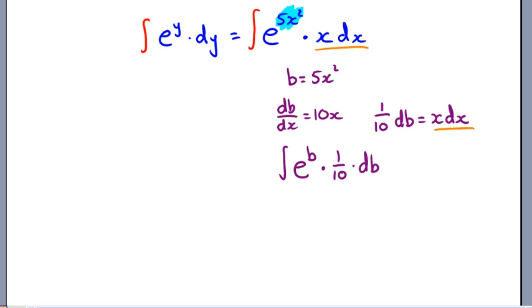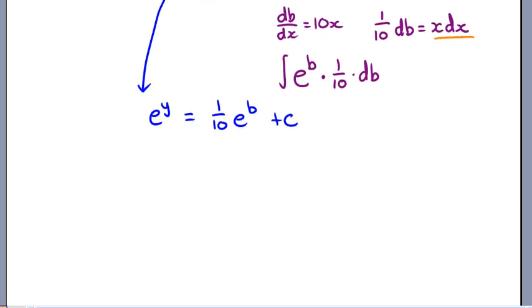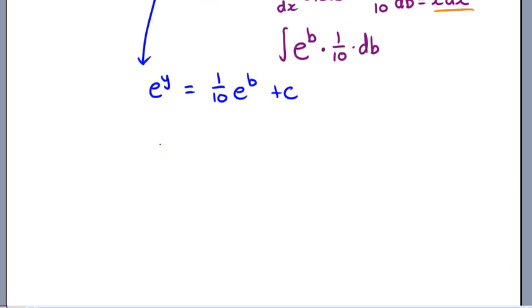Okay, now accomplishing the integrals. So doing this one, nothing really happens. That's just going to be e to the y. Now over here, I'm going to basically have an e to the b with a little 1/10 floating around, plus a constant. The calculus is pretty much done. It's just some algebra here now. I'm going to have e to the y is equal to 1/10 e to the 5x squared, because I really need to get away from the b's now, and then plus a c.